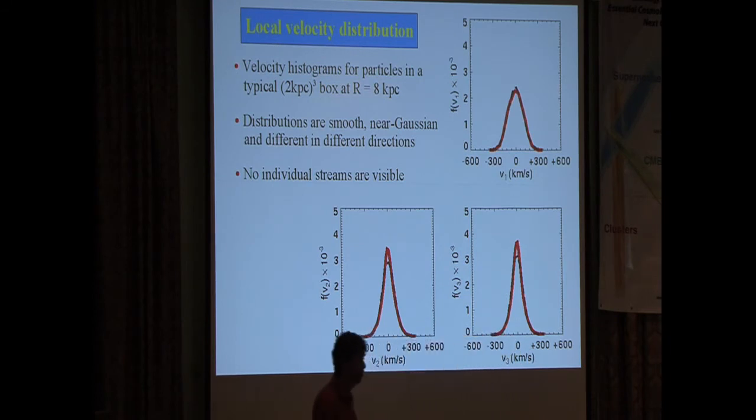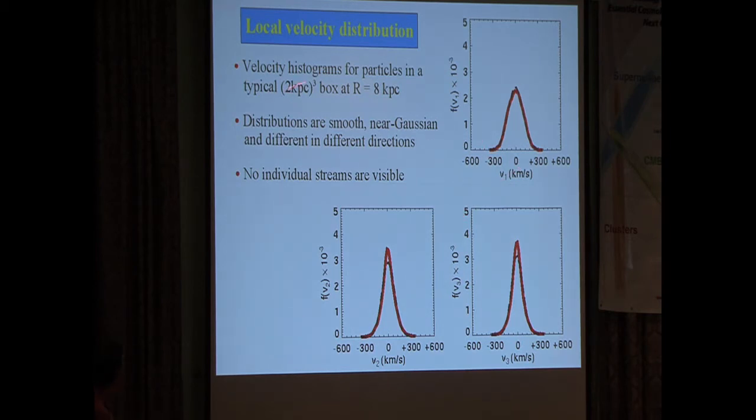What about the velocity distribution? Because we care about the momentum. So here you go to a small region. You put down inside the simulation a box, 2 kiloparsecs on a side, at the Sun's distance from the center. And you just make histograms of the velocities in the 3 different directions. If you look at the velocity distribution, it actually has one direction where the velocities are slightly larger than the other directions. So it's what's called a velocity ellipsoid.